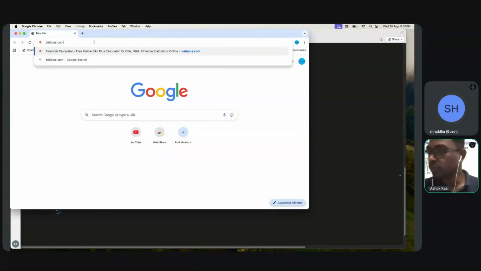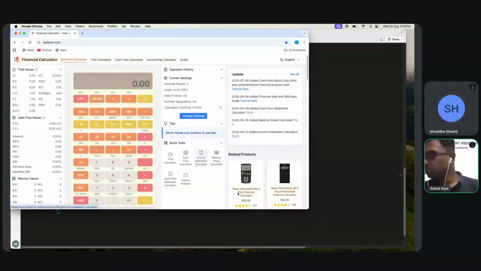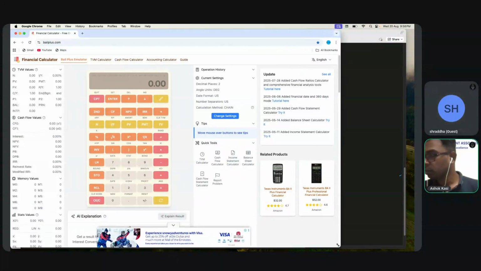BA2 plus. Okay, this is the calculator. See, it will be like this one. The first one. Okay. Second one is also fine, only same company only, but it will be more expensive. So you go for this one only. This one. Okay.